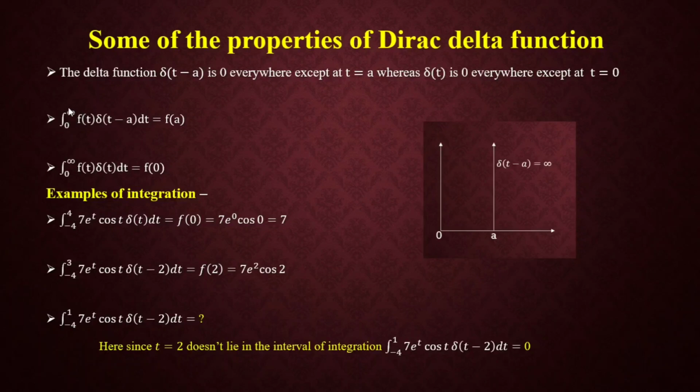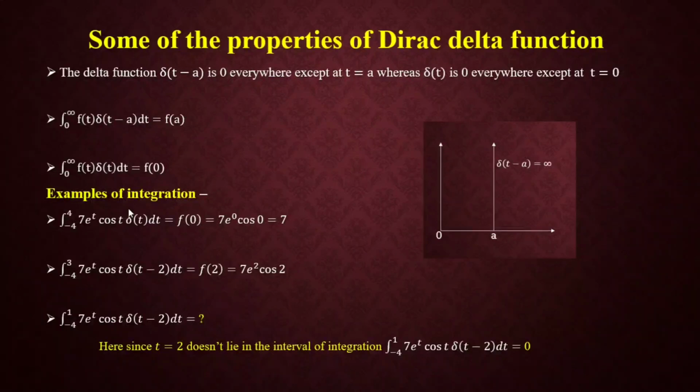In general, you can write it as the integral from minus infinity to infinity of f(t) δ(t - a) dt is equal to f(a). In textbooks you can find this. See, here we have taken a point a which is greater than 0. So, we can write the integral from 0 to infinity of f(t) δ(t - a) dt is equal to f(a). Similarly, the integral from 0 to infinity of f(t) δ(t) dt is equal to f(0). Why? Because here a is 0, so f(a) will be f(0).